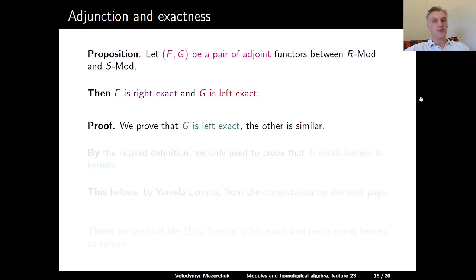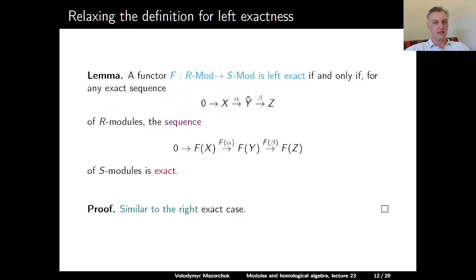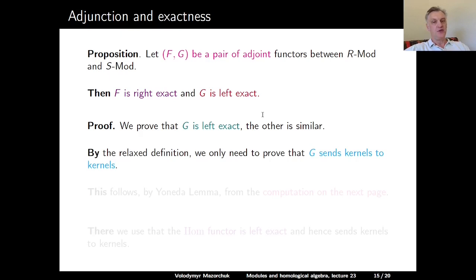Proof. We will prove that G, the right adjoint, is left exact, and the other proof is similar. By the relaxed description, we only need to show that G sends left exact sequences to left exact sequences. A left exact sequence is exactly the kernel of the rightmost morphism in this sequence. So if we look at this left exact sequence, then the sequence says exactly that X is the kernel of beta. So left exact sequences are exactly the kernels. Okay, with this in mind, we need to prove that G sends kernels to kernels.